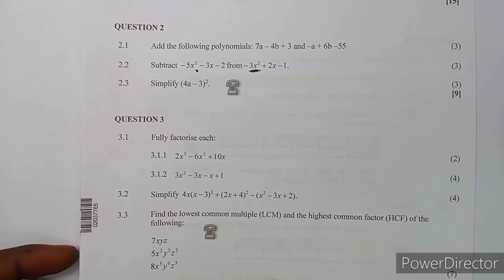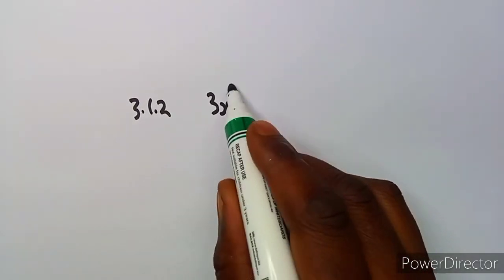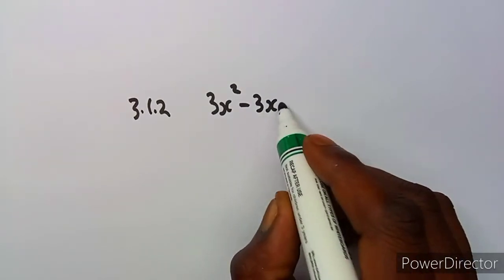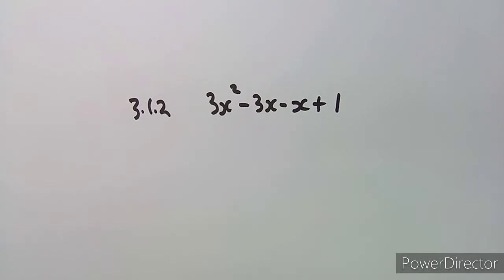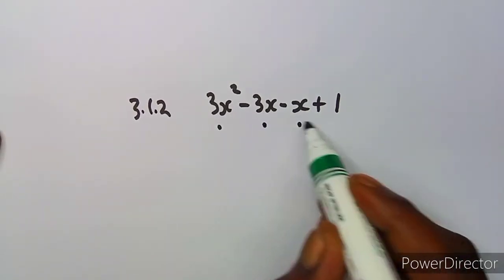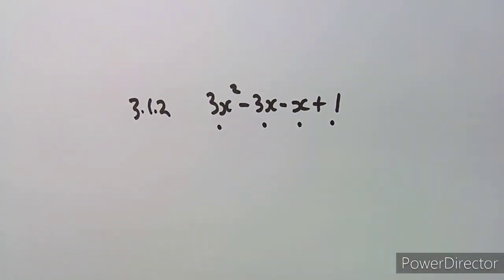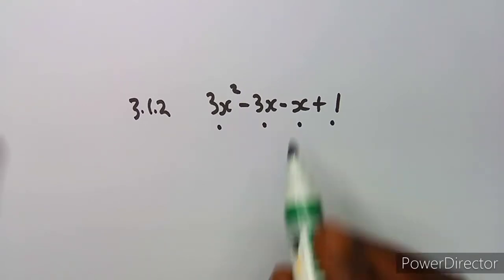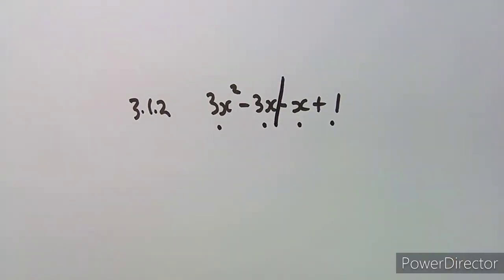Okay, on 3.12 we've got 4 marks for that, to factorize that expression, which is 3x squared minus 3x minus x plus 1. Okay, so remember, when you are factorizing and you're given 4 terms like this, we've got 1, 2, 3, 4 terms. Yes, it's a quadratic, but it has got 4 terms. This one, you're going to factorize by grouping. You group your terms into 2 like this. You separate them into 2.